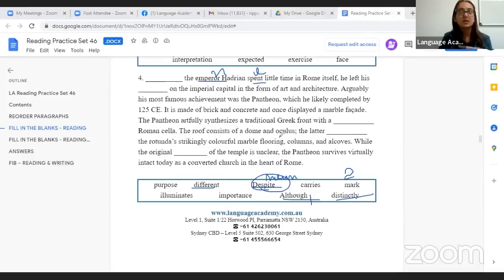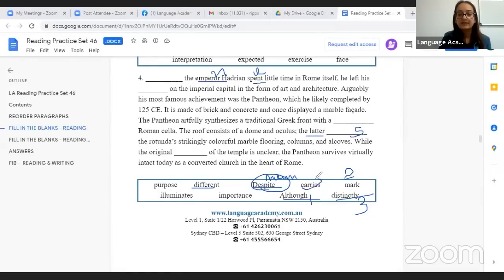And this question, the difference between different and distinctive, it comes in the exam also, very common one. So here we'll go with distinctly Roman cella because they want to say it's very different from others, the other kind of building. So it is one of a kind. The roof consists of a dome and oculus, the latter dash the rotunda's strikingly colorful marble flooring. So latter, we are talking still about the building. So latter will be singular. We need a verb with S.